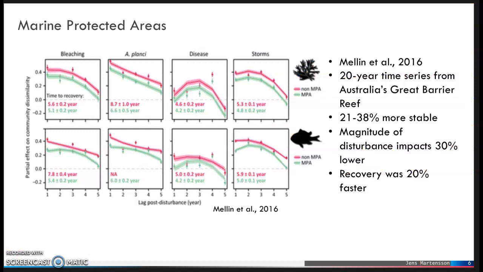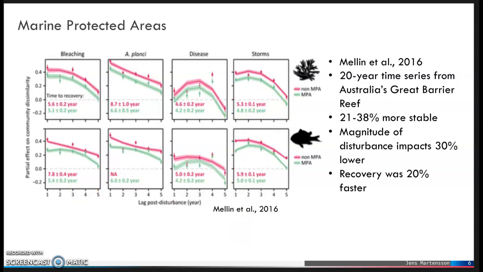So the graph here kind of demonstrates a lot of different benefits of marine protected areas. We are going to essentially focus on bleaching. So the non-marine protected areas are shown in pink, with the protected areas in green. This is a 20-year time series from Australia's Great Barrier Reef.